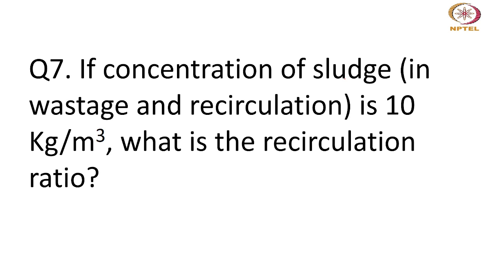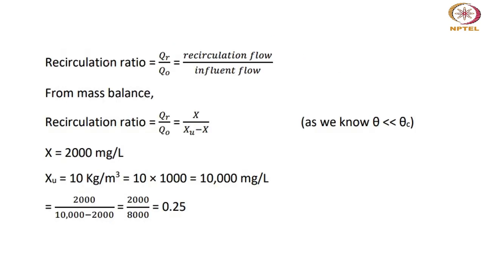So we'll go for the solution. The correct answer is 0.25, and this is how we will try to solve. So for the recirculation ratio, I'll again refer everyone to go through the professor's lecture on the NPTEL website. There you will find all the theories, all the derivations, right? So this is QR divided by Q naught, equal to recirculation flow divided by influent flow.